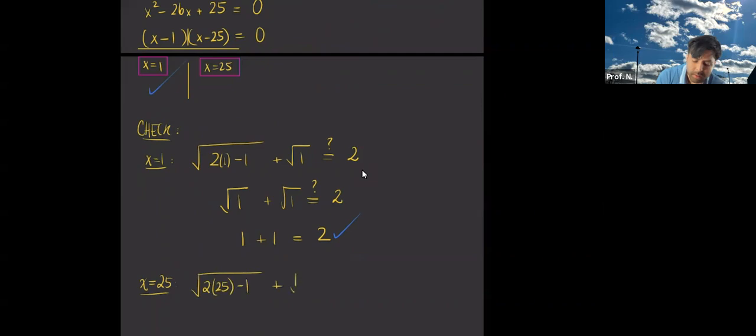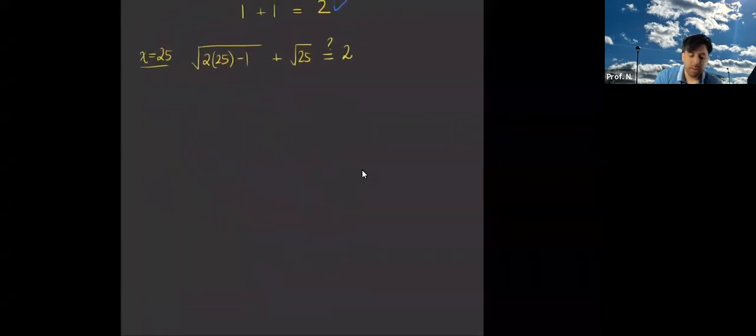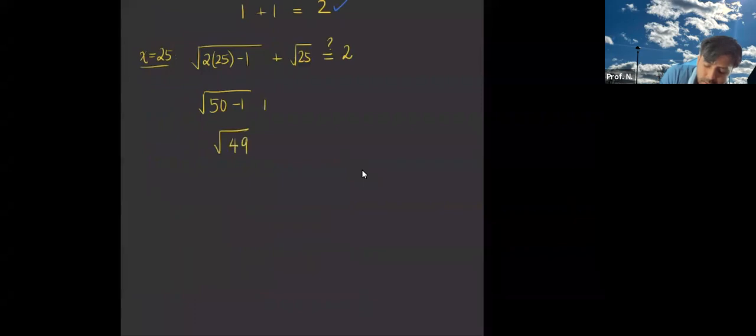When I do this, does this equal 2? Right? That's the original equation, right? So let's look at it. 2 times 25 is 50. And 50 minus 1 is square root of 49. Square root of 25 is already 5. Already you should notice, wait a minute, the numbers on the left side of the equation are way too big already. And I got 7 plus 5.